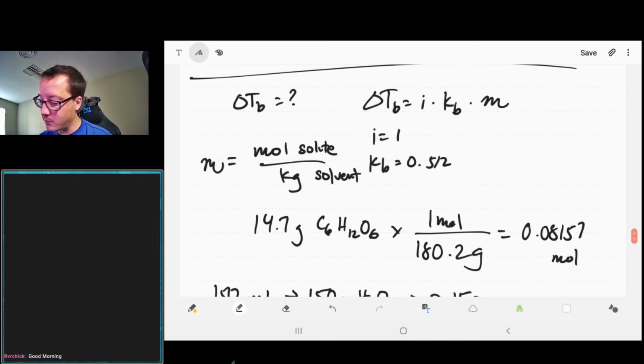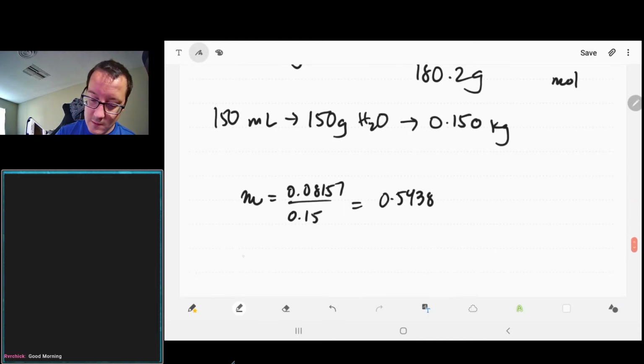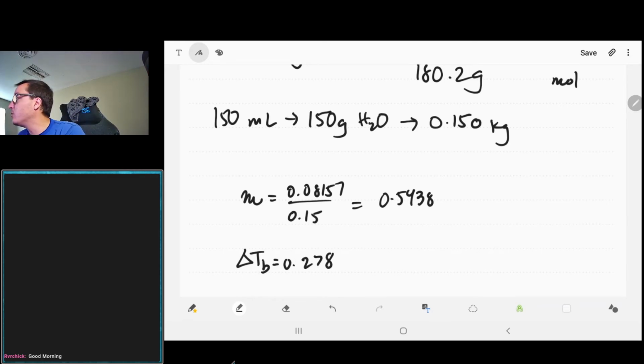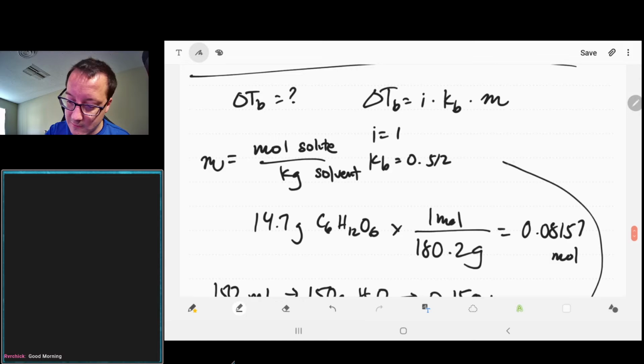to multiply by Kb, so 0.512. We do this: 0.278. Let's see if that's an option there. 0.279, so yes, good enough. So we take this number, throw it back into our formula with the rest, and we can just plug and chug.